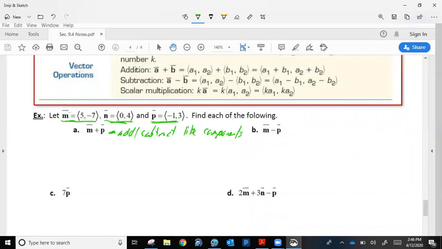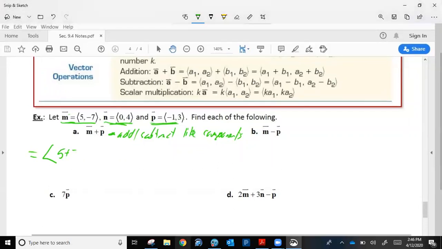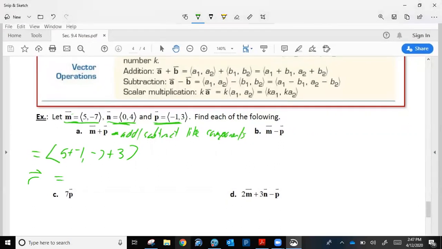So what I mean by that, M plus P here is going to be take 5 for the X component plus a -1 in vector P for that X component. So the 5 and the -1 go together, comma, the Y is a -7 plus a +3. So the resultant vector of these, R for resultant, if you add or subtract or manipulate vectors, it becomes a resultant. We get 4, -4.